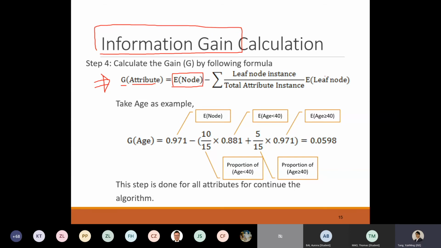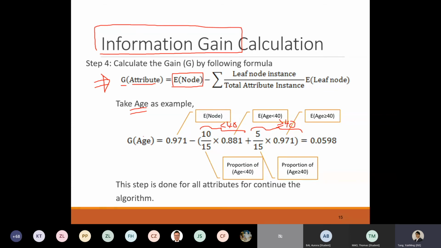Let's see what the leaf groups are. For example, if you are talking about age, you divide them into 2 groups: one is smaller than 40, and the other is larger or equal to 40. If you are talking about education level, then you need to divide them into 3 groups, therefore you have 3 terms in the summation. But when you take a look at age as an example, we only have 2 groups: one less than 40, another larger or equal to 40.